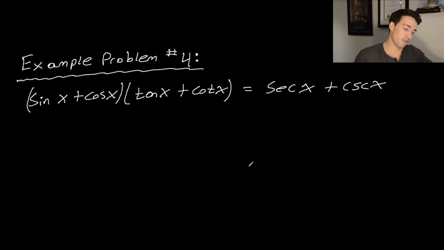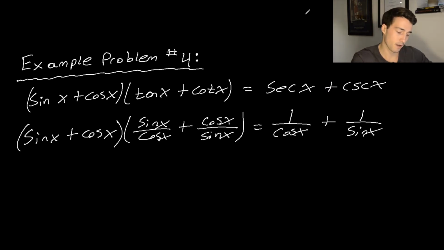So again, the first thing I'm always going to do is, if I have a reciprocal function or tans and cotangents, what I'm going to do is always just write them in terms of sine and cos. So before we do anything, I'm just going to rewrite this in terms of sines and cos. Because secant is 1 over cos, and cosecant is 1 over sine. Tangent is sine over cos. Cotangent is cos over sine.